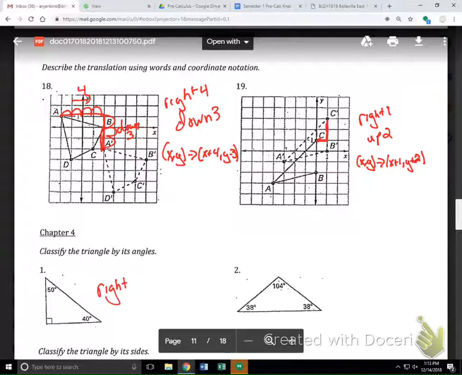We have here, is this obtuse, acute, or right? Obtuse. Because it's greater than 90 degrees.